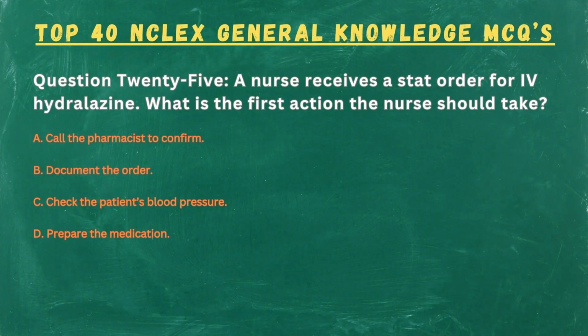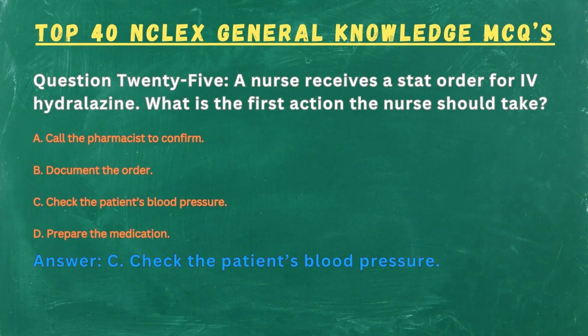Question 25. A nurse receives a stat order for IV hydralazine. What is the first action the nurse should take? A. Call the pharmacist to confirm. B. Document the order. C. Check the patient's blood pressure. D. Prepare the medication. Answer: C. Check the patient's blood pressure.